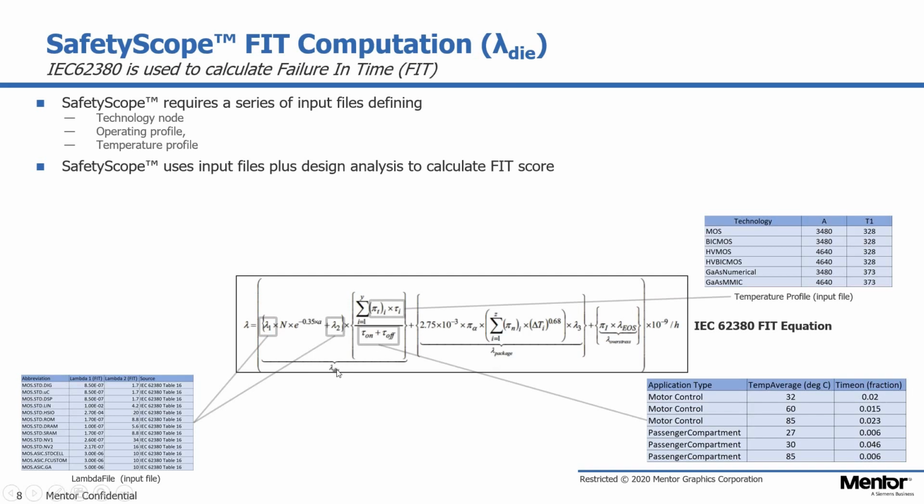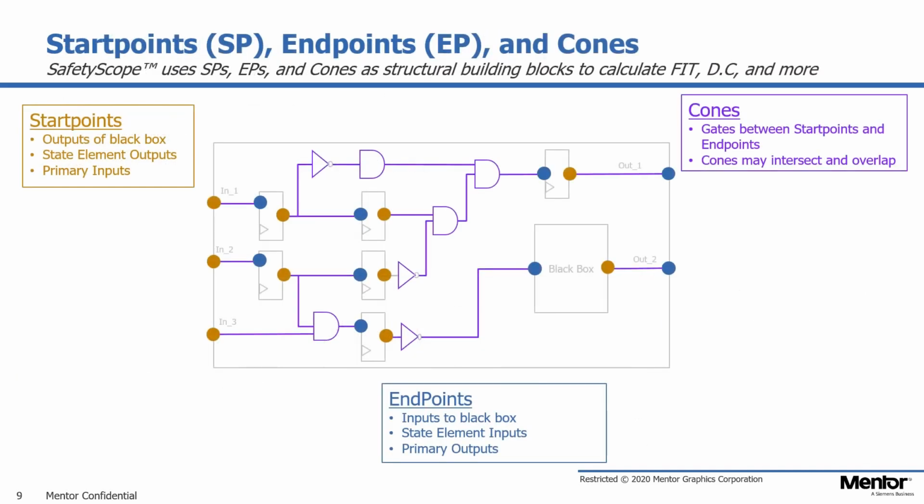Means we cover the package, we cover the die, and now there's one thing missing. And this is the overall number of transistors. And this is where SafetyScope comes into place and provides the necessary calculations for the users.